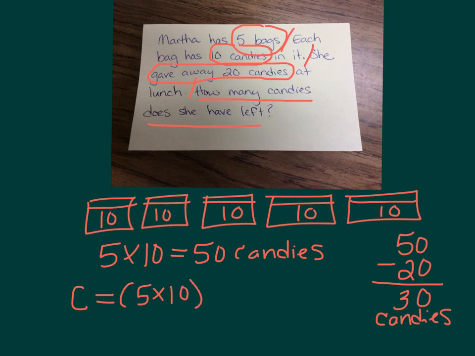Remember, parentheses are bossy. They tell you what to do first. After I multiplied 5 times 10, I subtracted the 20 she gave away. So I'm going to go ahead and put minus 20. So I have a really nice equation here. C for candies equals 5 times 10 minus 20.